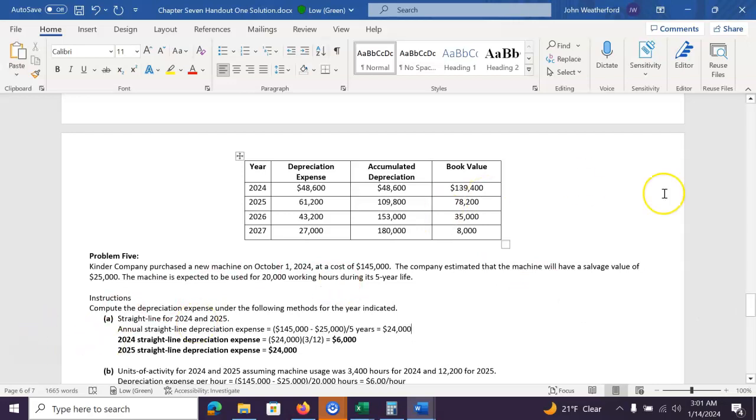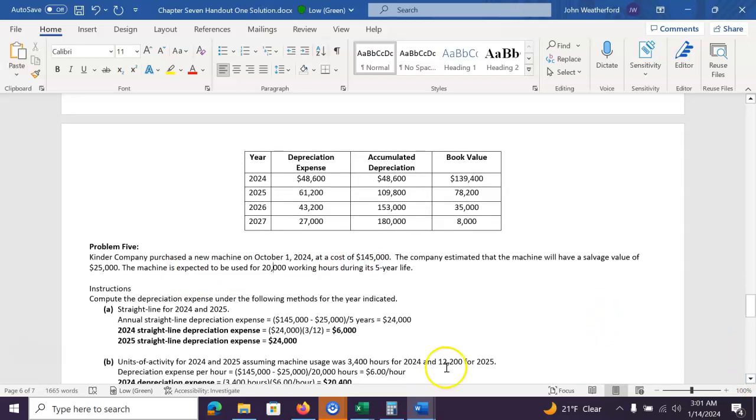Okay. All right, so we're doing units of activity here. They still want years 24 and 25. So we'll get to our depreciable cost and divide it by the working hours. So that's $145,000 minus $25,000 gets us to $120,000, divided by 20,000 hours gives us a depreciation expense rate here per hour of $6 per hour.